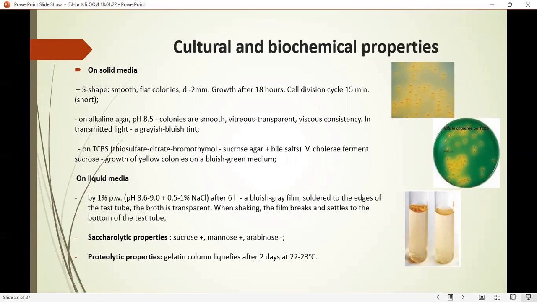In liquid media, on 1% peptone water after 8 hours, a bluish-gray film forms, soldered to the edges of the test tube. The broth is transparent. When shaking, the film breaks and settles to the bottom of the tube. Proteolytic properties: liquefies gelatin, forms indole. Saccharolytic properties are determined in relation to three carbohydrates, sucrose, arabinose, and mannose, known as Heiberg's triad. Breaks down sucrose and mannose to acid, however doesn't break down arabinose.